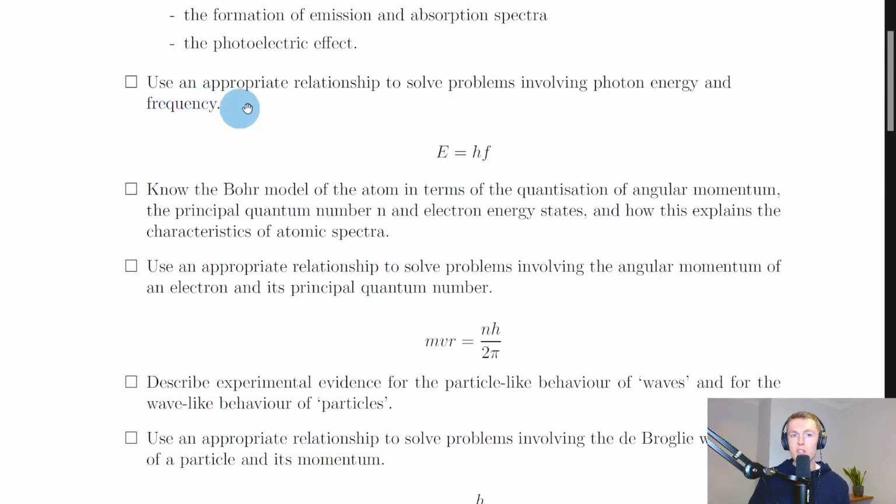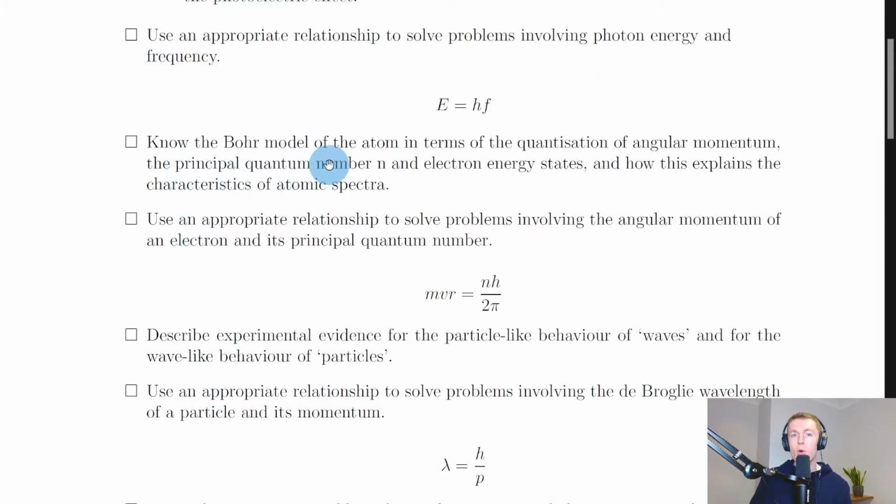It then says you need to use an appropriate relationship to solve problems involving photon energy and frequency. So remember E equals hf, which was an equation seen in Higher Physics, where E is the energy of an instant photon, h is Planck's constant, and f is the frequency of the photon.